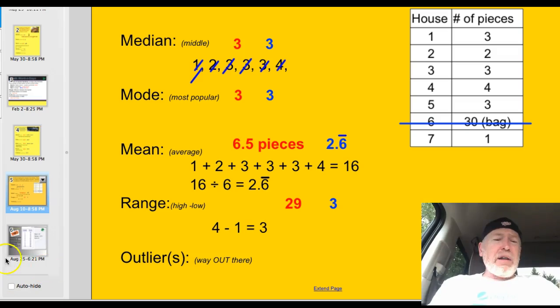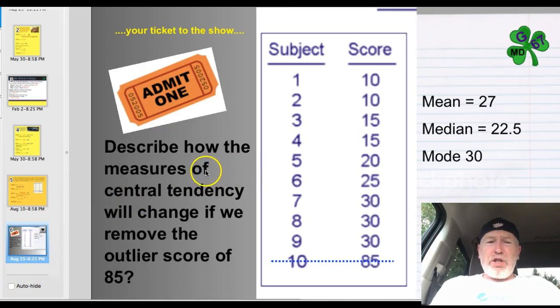All right, time for you to try one more example on your ticket to the show. Remember last night we looked at these? Well, describe how the measures of central tendency will change if we remove the outlier score of 85. So get rid of student number 10 here. Now you're going to have 9 values. Here were the answers from last night. The mean was 27, the median was 22.5, and the mode was 30.